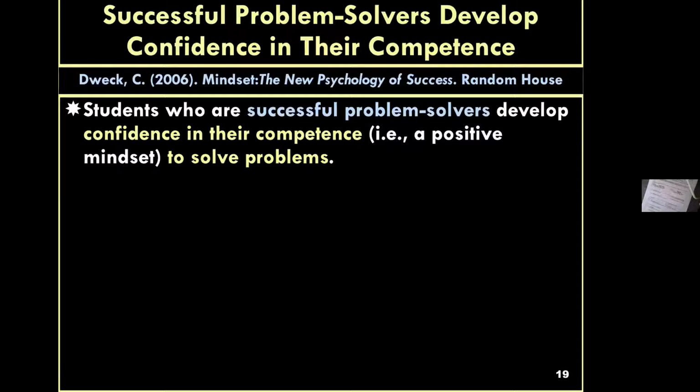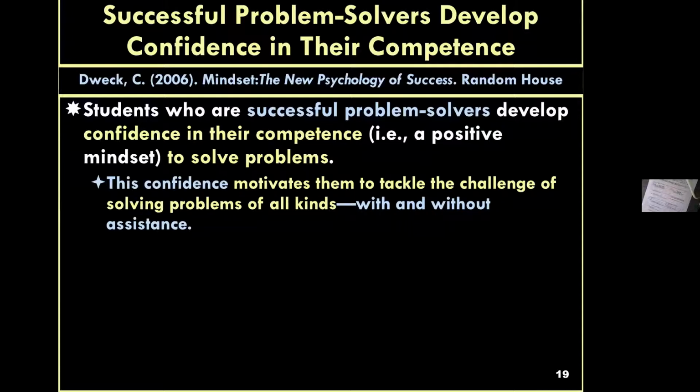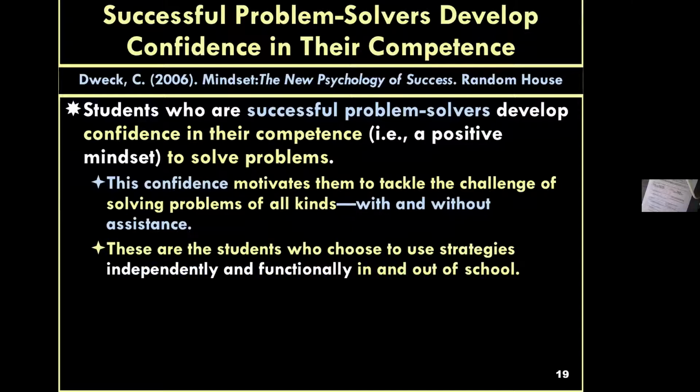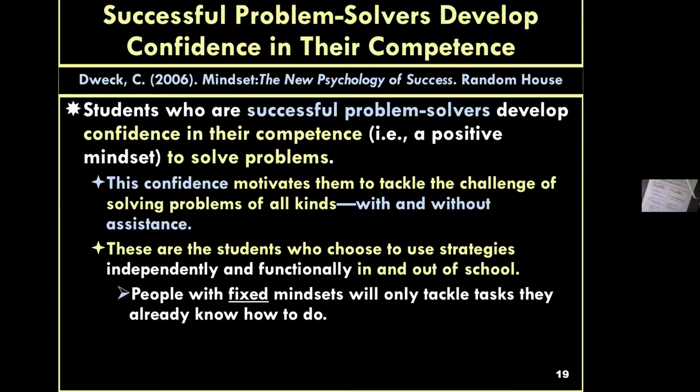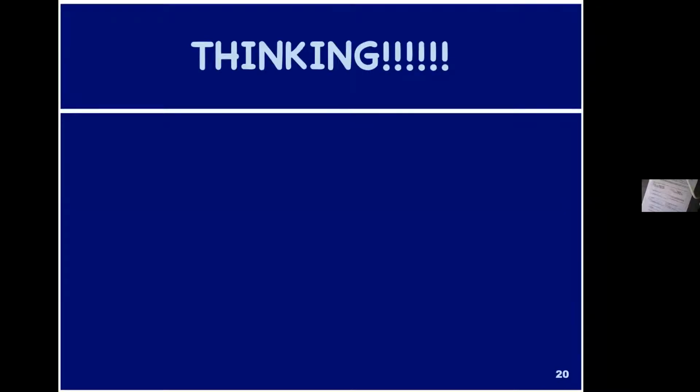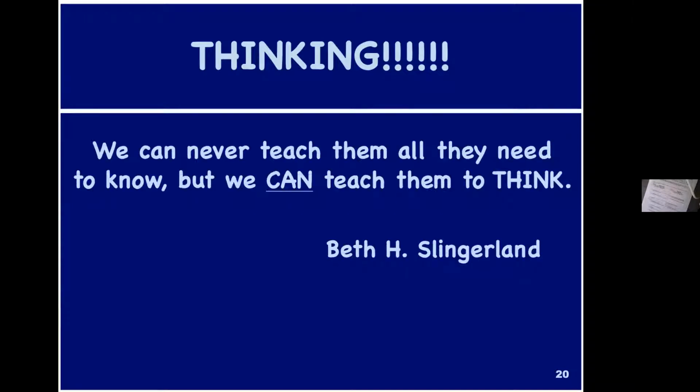Students who are successful problem solvers develop confidence in their competence to solve problems. And again, then they do it when we're not there, which is the point. This confidence motivates them to tackle the challenge of solving problems of all kinds, with us or without us. These are the students who choose to use strategies independently and functionally in and out of school. Okay, so one of my favorite quotes of Mrs. Slingerland is, we can never teach them all they need to know, but we can teach them to think. We could use a lot more thinking these days.